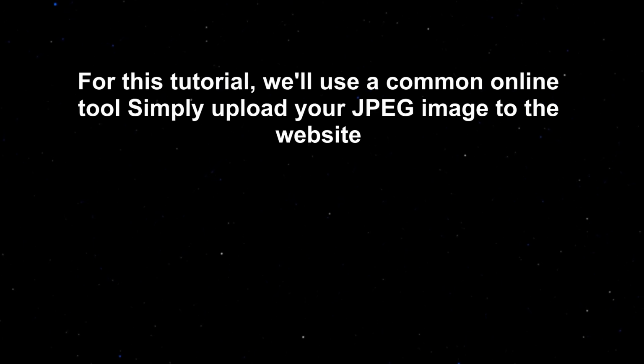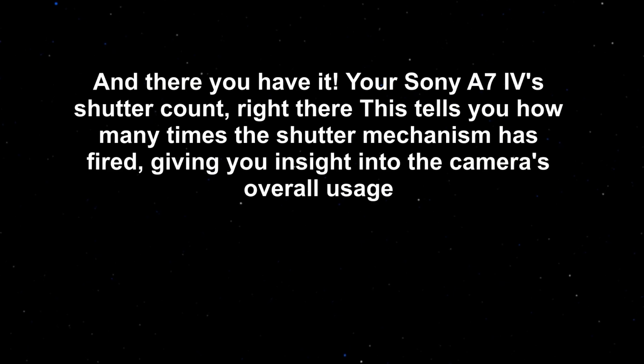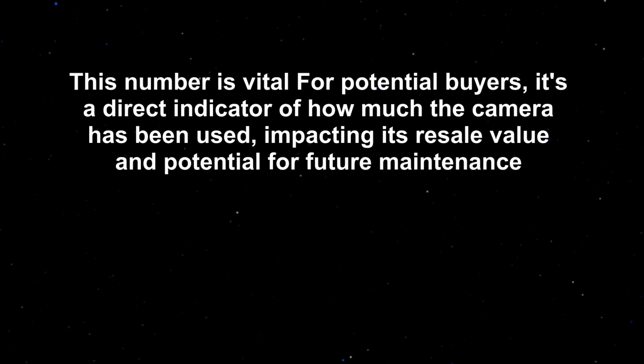Simply upload your JPEG image to the website. The website will then analyze the image's EXIF data. And there you have it, your Sony A7 IV's shutter count. Right there, this tells you how many times the shutter mechanism has fired, giving you insight into the camera's overall usage. This number is vital for potential buyers.